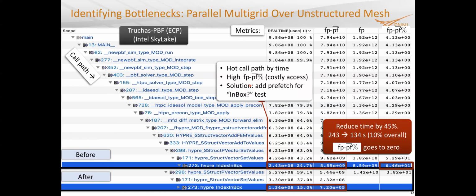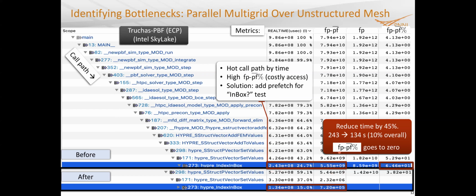Then we look at the non-prefetchable footprint cost. That's the high cost. We find the hyperindex-in-box function has a really high footprint that is non-prefetchable, like 65%. And we realize it takes almost 25% of the time spent here. To solve this problem, we introduce a software prefetcher and run it again.